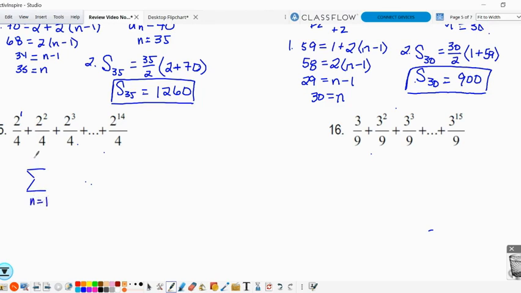We're going to add the first term all the way through the 14th, and we can generate each term by raising 2 to the power of n over 4. And then we can go to the calculator and evaluate this sigma notation.